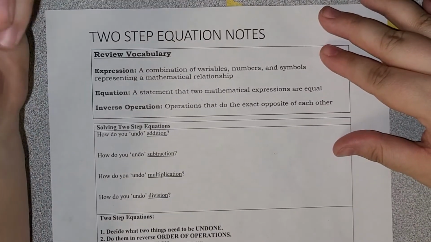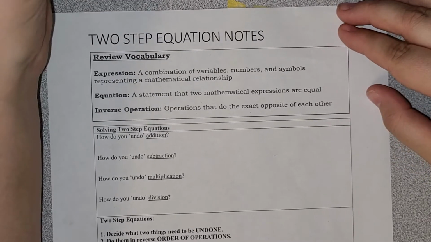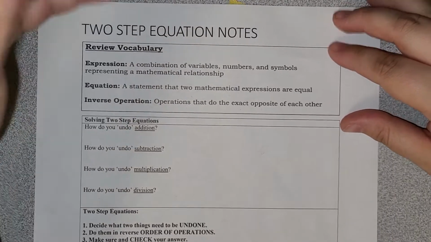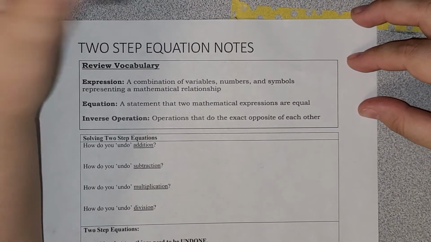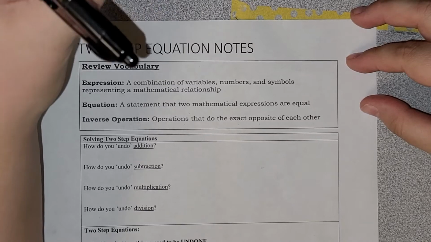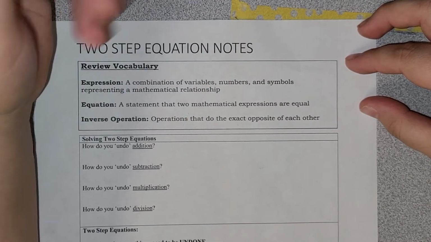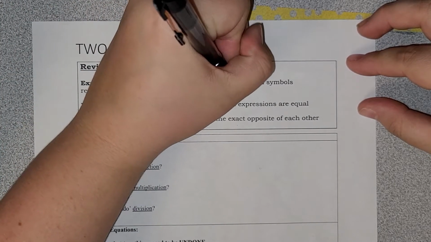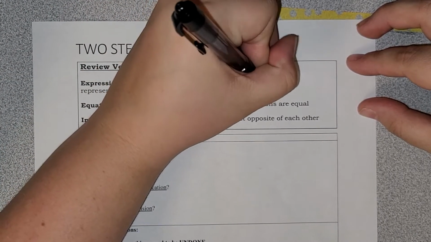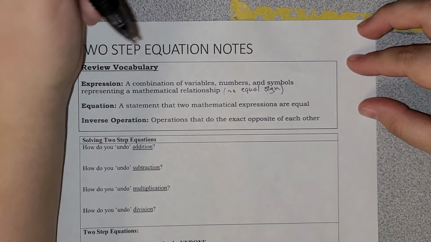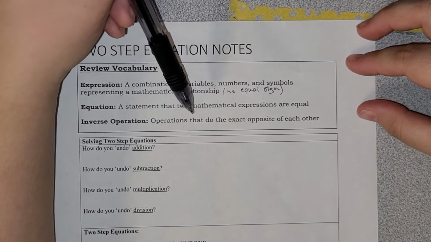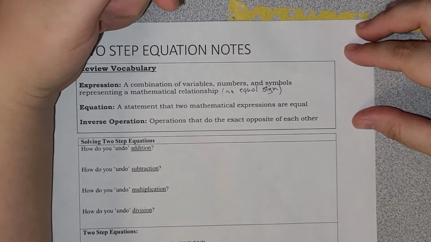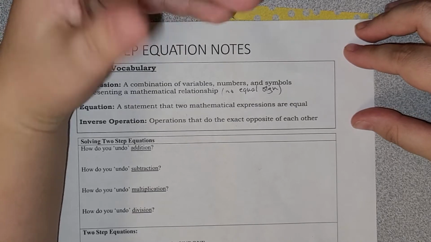There's a couple of vocabulary words that we need to talk about, because there is a big difference between expressions and equations. And that big difference is an equal sign. An expression is a mathematical phrase that combines variables, numbers, and symbols, but it has no equal sign. So I want you to write no equal sign. An equation is a statement that makes two mathematical expressions equal. Like x plus 2 equals 3, because there's an equal sign.